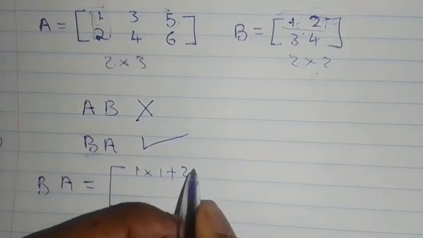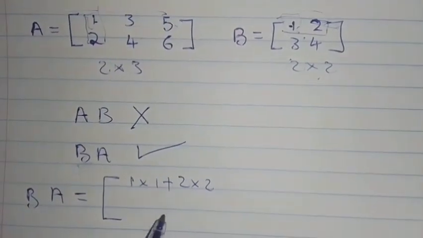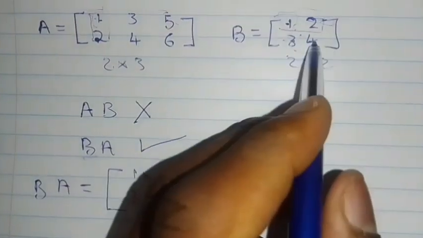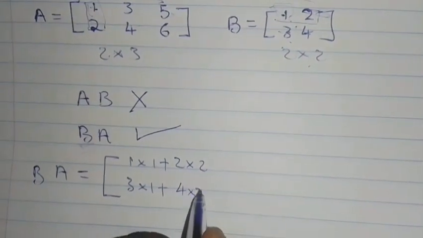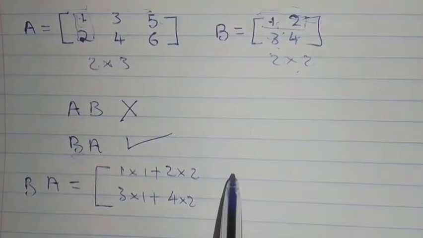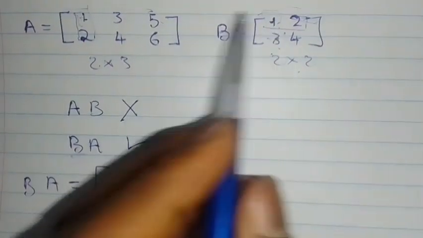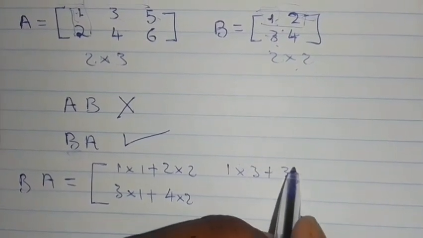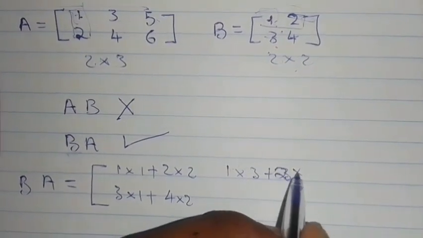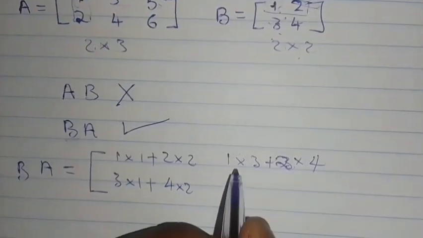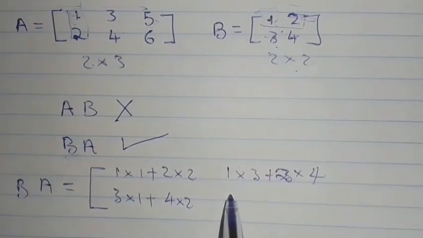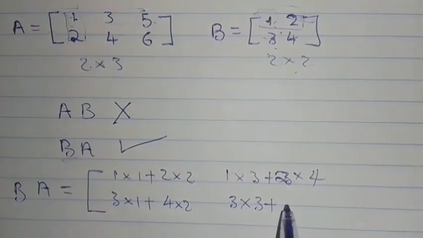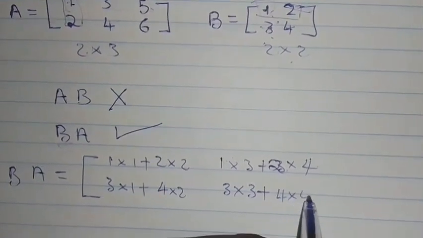Then we have 2 by 2. Then for the second row, column 1, we'll have 3 multiplied by 1 plus 4 multiplied by 2. And then for the first row, second column, we'll have 1 multiplied by 3 plus 2 multiplied by 4. And then for the second row, second column, we'll have 3 multiplied by 3 plus 4 multiplied by 4.